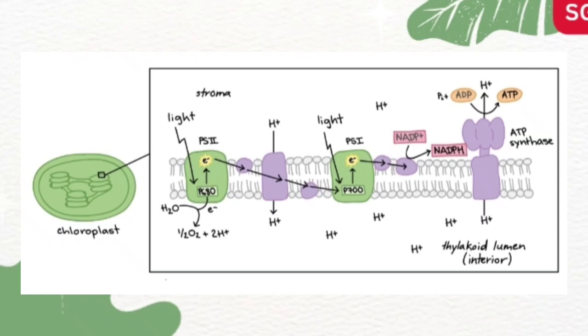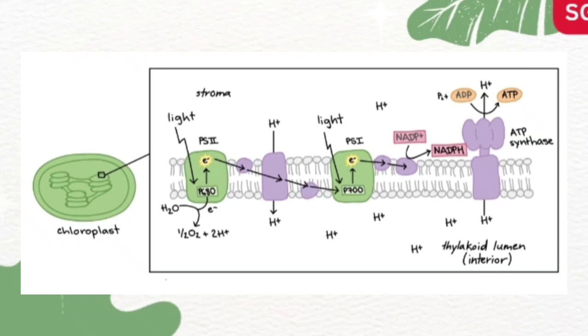Light absorption in PS1: the electron arrives at photosystem 1 and joins the P700 special pair of chlorophylls in the reaction center. When light energy is absorbed by pigments and passed inward to the reaction center, the electron inside P700 is boosted to a very high energy level and transferred to an acceptor molecule.